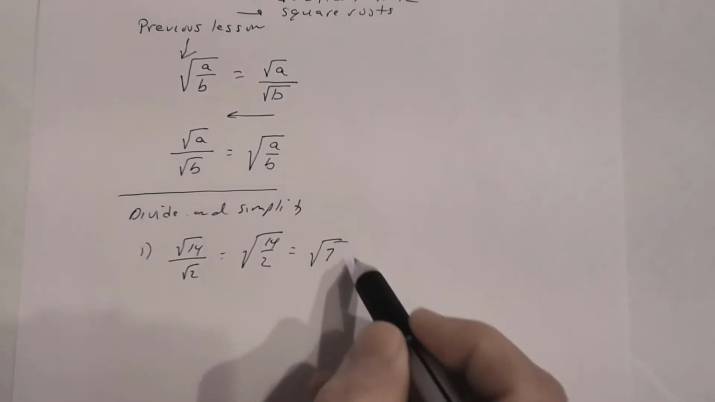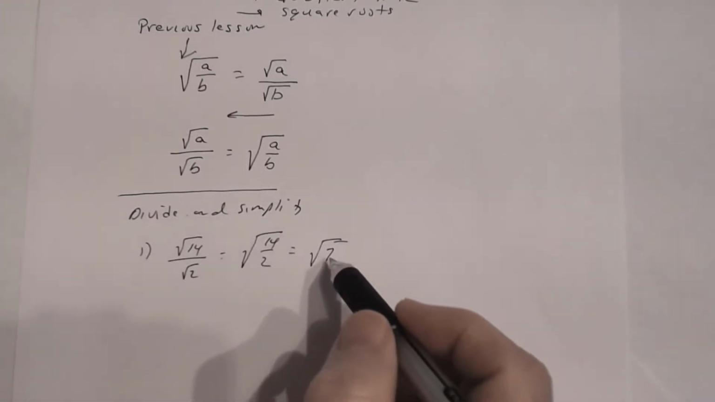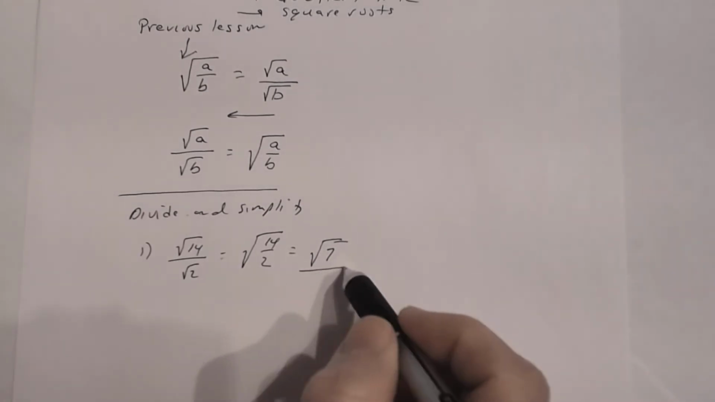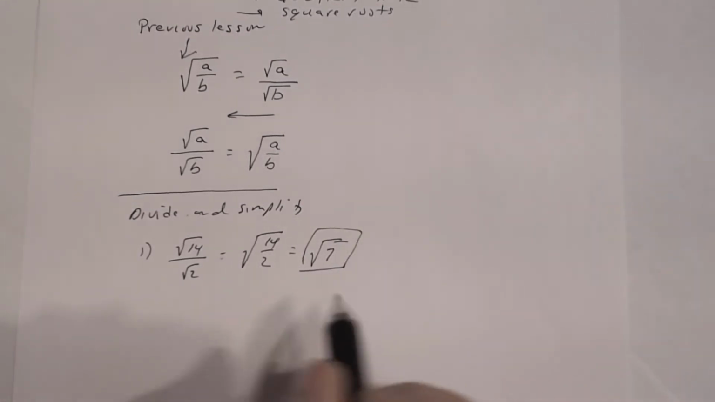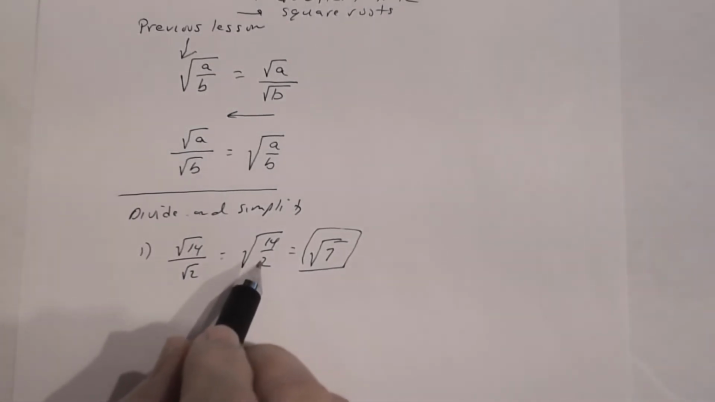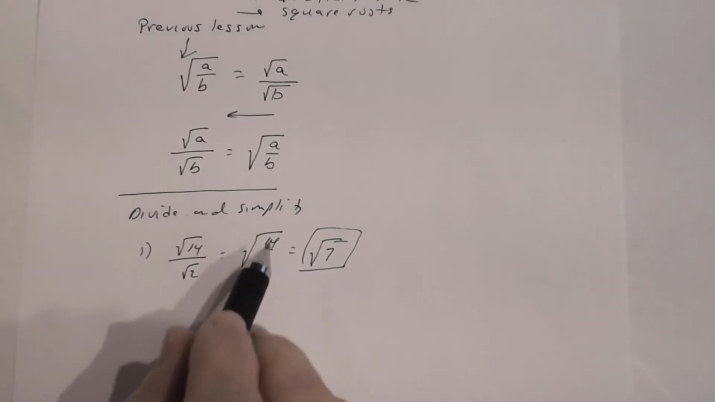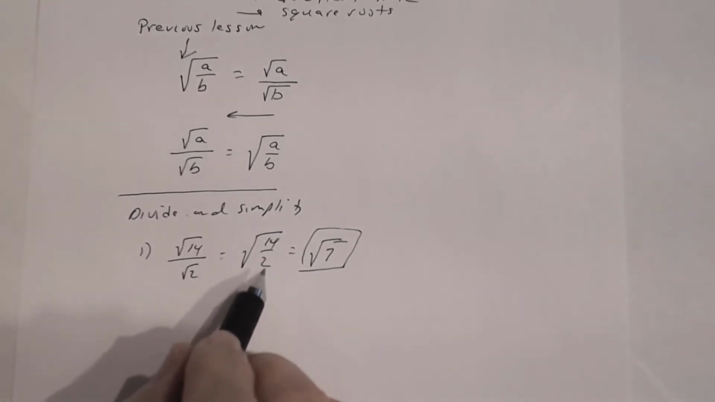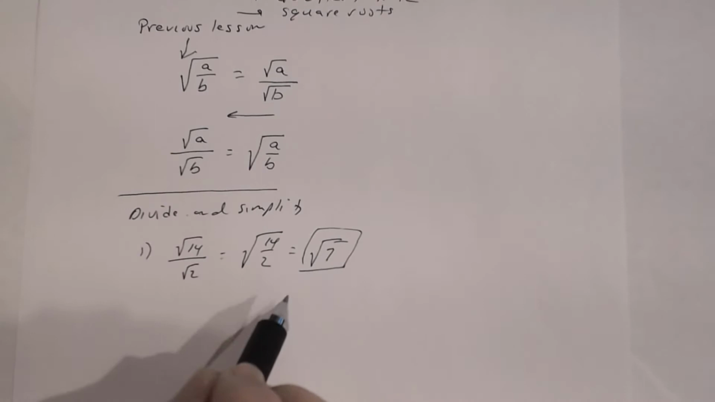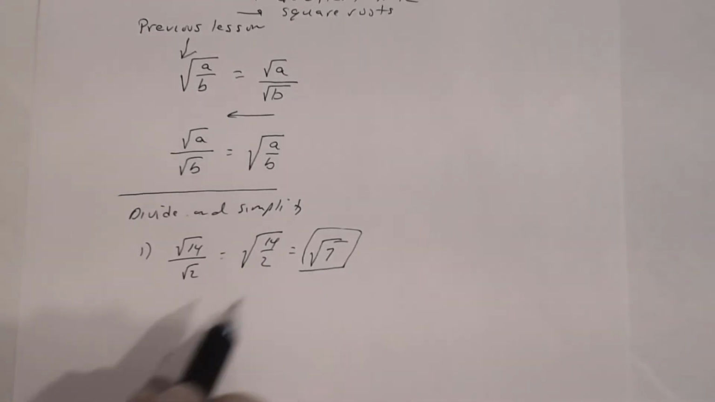So far we're on the right track. And then I can't simplify the square root of 7 any further because the only perfect square that goes into 7 is 1. And there's your answer. That's all you do. You divided these two square roots, wrote it as one square root using the quotient rule, and then it turned out that you can simplify the radicand into one number. So you went from a fraction to a whole number in this case.